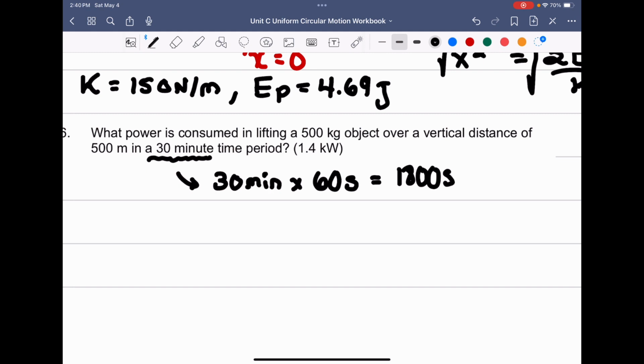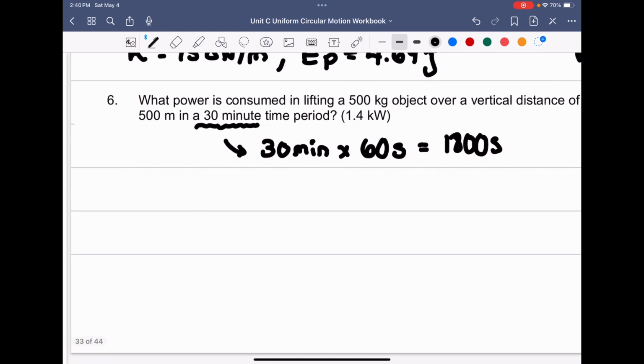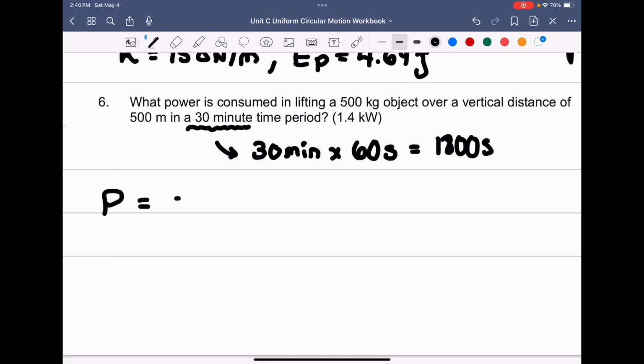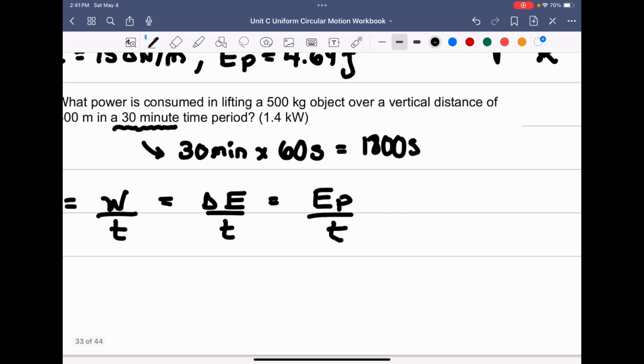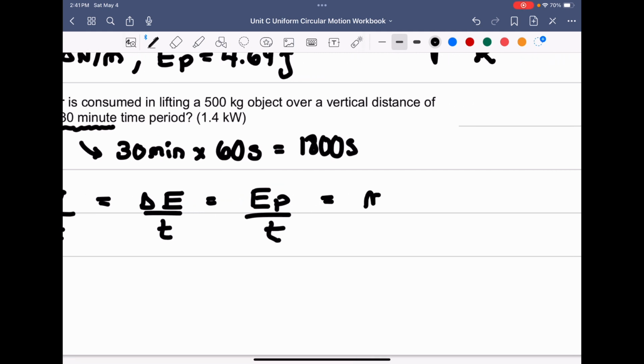Okay, now that we know it's 1800 seconds, or we have the value in seconds, let's use our power equation to figure this one out. Power is equal to work divided by time. Again, we want to be very specific in saying this is work, not the watts over time. This is going to be equal to the change in energy over time, which is then equal to the change in potential energy over time, because we're talking about lifting an object with some sort of mass over a distance. And then if we substitute this in here, we can write this as EP, which is equal to mgh, or the weight times the height, divided by the change in time.